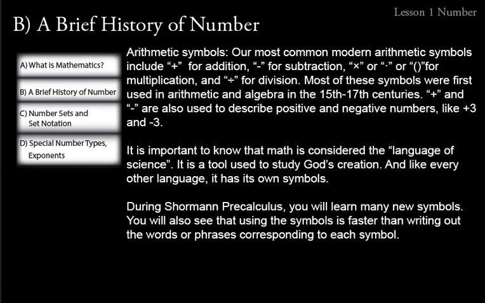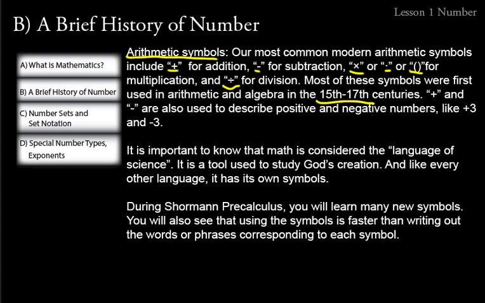Mathematics is the language of science, and getting more into how we use numbers, we have symbols that mean something. That's what a language does, right? It has symbols that mean something. So our most common modern arithmetic symbols are plus for addition, minus for subtraction, the times sign or dot or parentheses, which we use for multiplication, and a division symbol. Most of those were first used in the 15th to 17th century, so not that long ago when you look at the history of mathematics. The post-flood recorded history, that is.